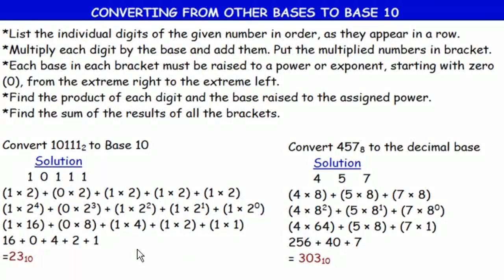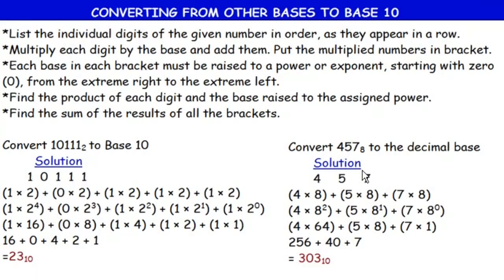So from here we just add the numbers, right? So 16 plus 0 plus 4 plus 2 plus 1 gives us 23, right? So it means that 10111 base 2 is equivalent to 23 in base 10, right? So this is a simple process we are going to go through in converting from other bases to the standard base, which is base 10, right?